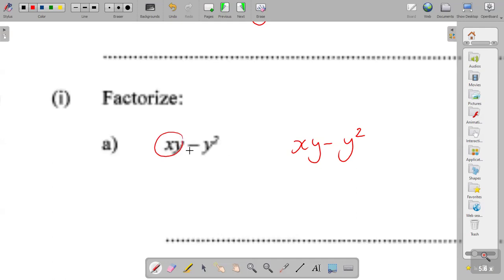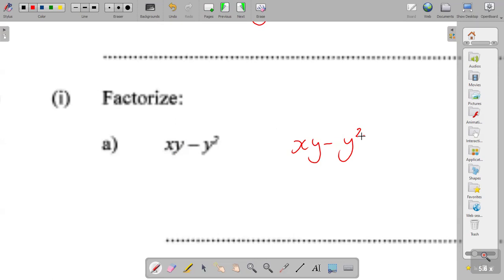This is not a square term. If it was a square term, it would have been a difference of two squares. Listen to me. The difference of two squares is literally self-explanatory: one square minus another square. This is not a square. So the answer could only be distributive because both of them have something in common. What do they have in common?